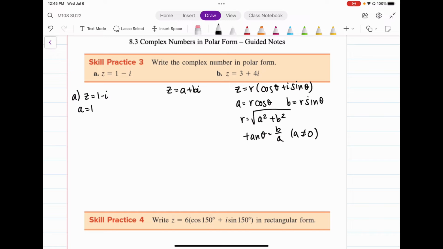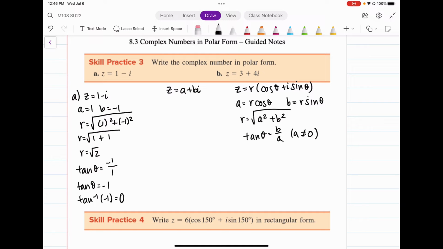That means that a is 1, it's the real portion, and b is -1 because there is no number in front of the i, it's a 1 and there's a minus sign. So we're going to start by finding r, which is the square root of a squared plus b squared. 1 squared is 1. -1 squared is -1 times -1, which is positive 1. r is then equal to the square root of 2. Finding theta, we take the tangent of theta equal to b, which is -1, over a, which is 1, which means the tangent of theta is equal to -1, or the inverse tangent of -1 is equal to theta.